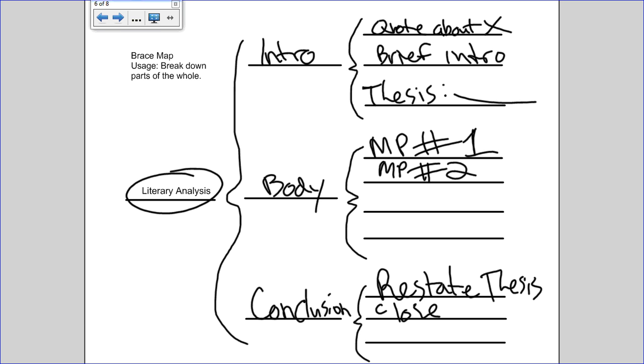If I don't have the intro, it's not a good literary analysis paper. Okay, I need these main points in here. If I don't have these main points in here, the body's not complete. Without the body, I don't have a good literary analysis paper, and so on. Okay, it's necessary parts of a whole.